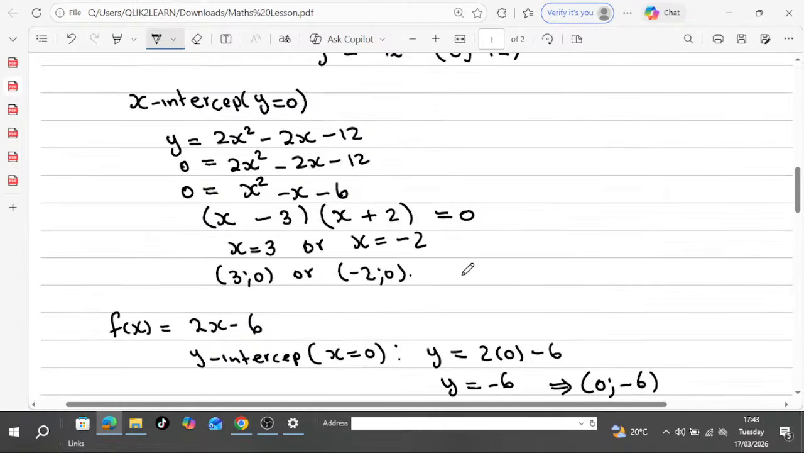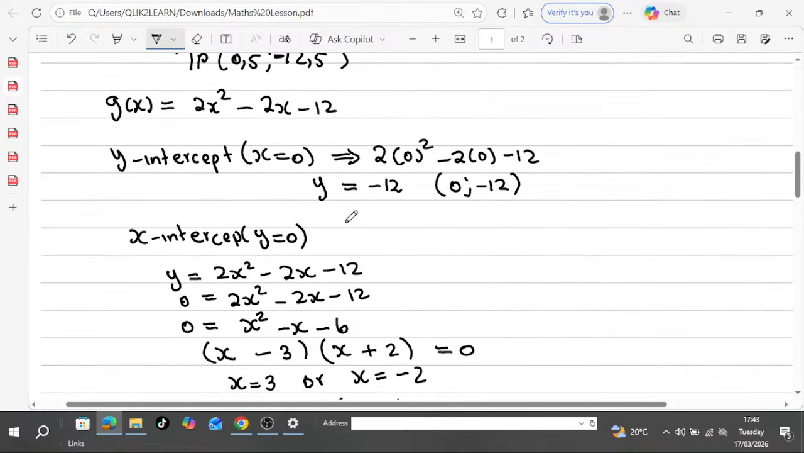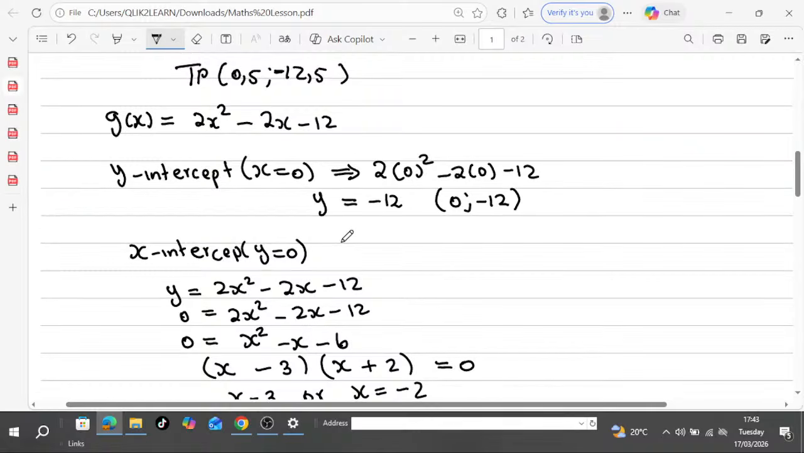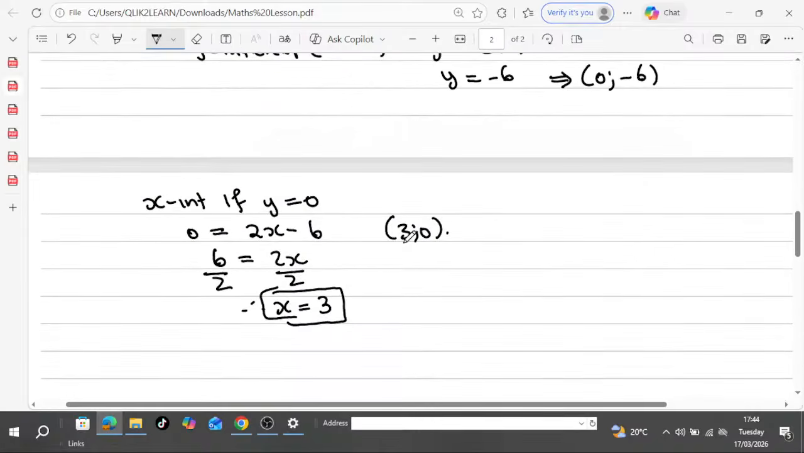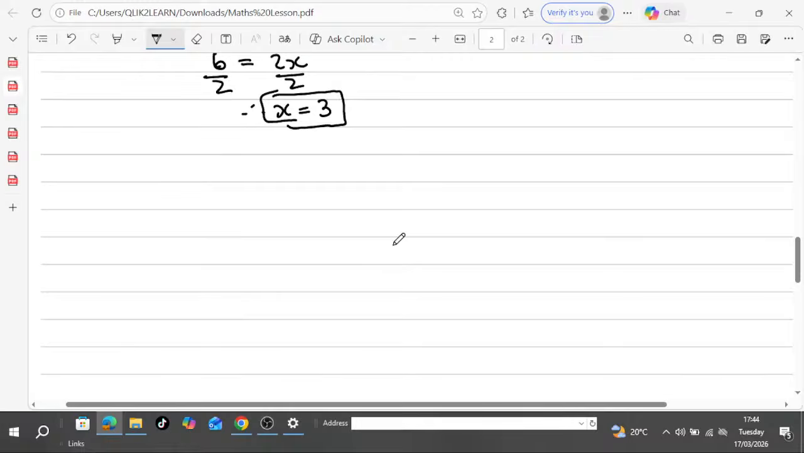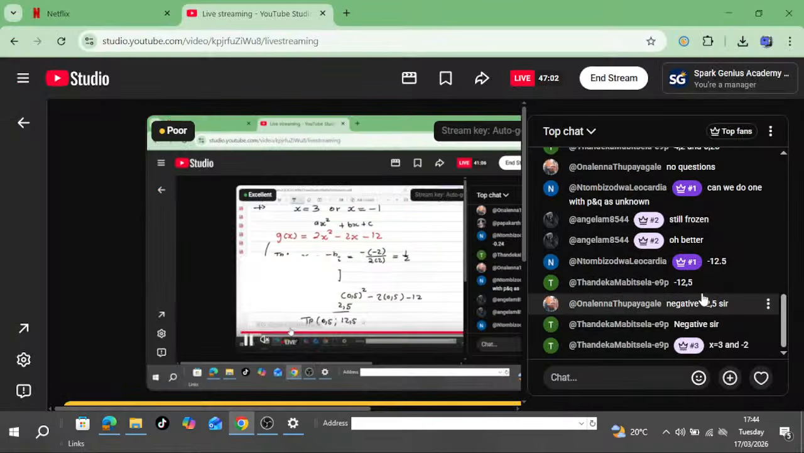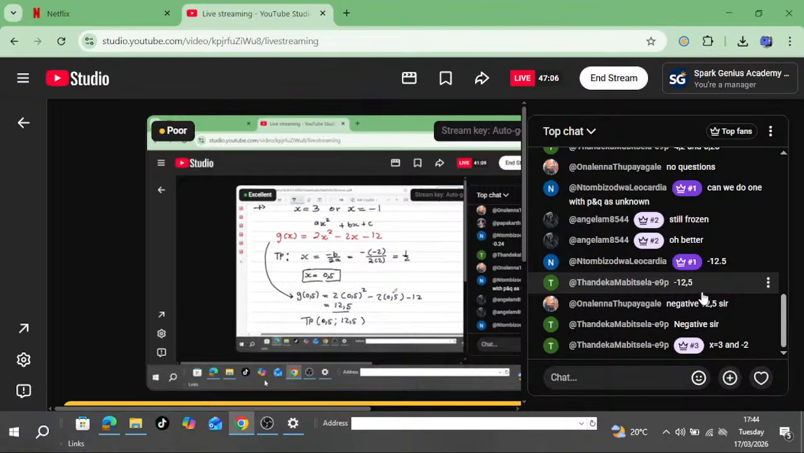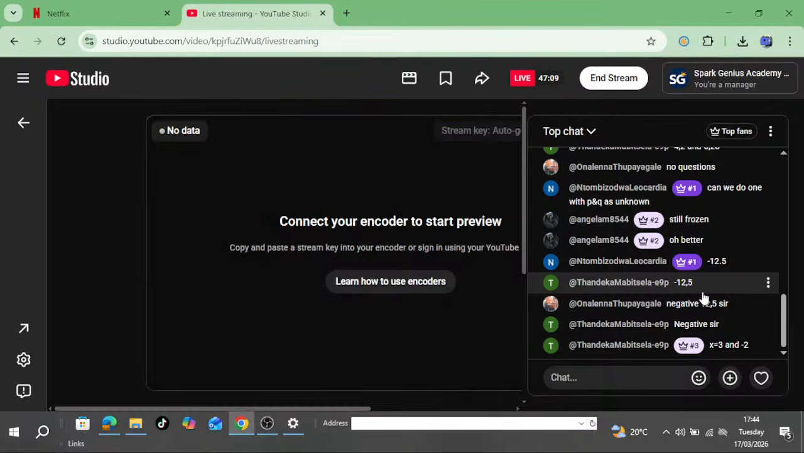Let's plot the two graphs. Let's start with the quadratic. Okay, I'm just gonna take this step by step, but let me check if the YouTube team have questions. Tandeka, thank you very much. That's very correct, né? Thank you very much.